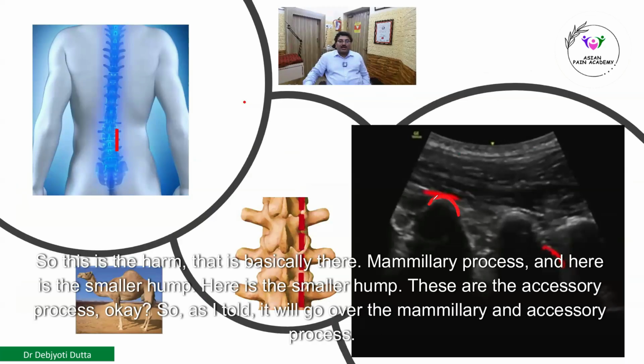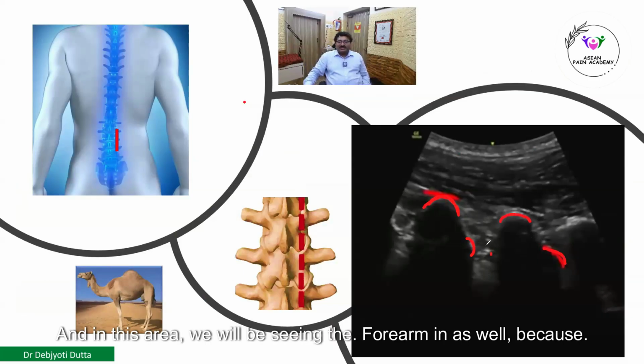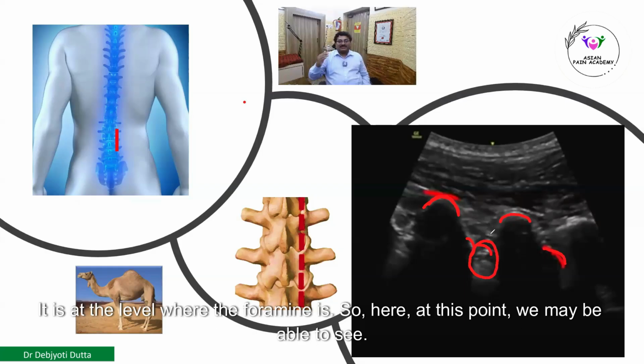So this is the hump that is basically the mammillary process, and here is the smaller hump. These are the accessory process. Okay. So as I told, it will go over the mammillary and accessory process, and in this area, we will be seeing the foramen as well, because it is at the level where the foramen is.